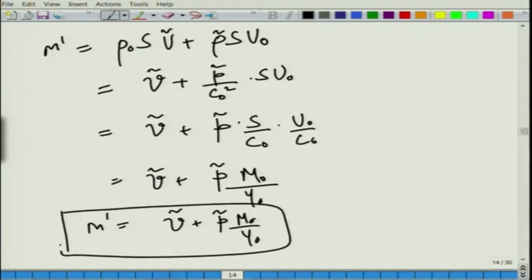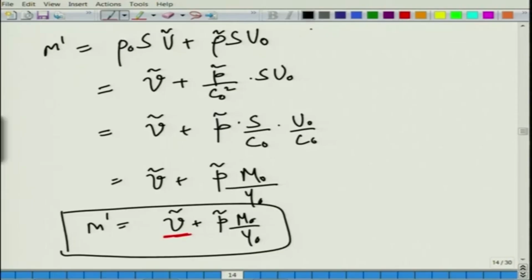Clearly, when M naught is 0, you again get back m dash equal to v dash, that is nothing but the acoustic mass velocity, the perturbation velocity. The same thing we are getting here, but it is an extension of what is done in the classical variable. The classical variable is just v dash. Please understand this point clearly. The classical variable is just v dash, but when you have a mean flow of Mach number M naught, then you need to add an additional term, which is this one.